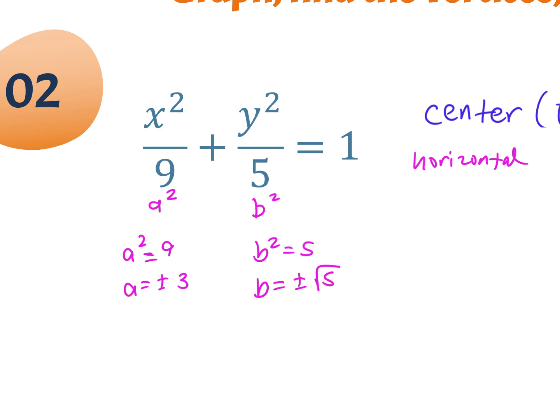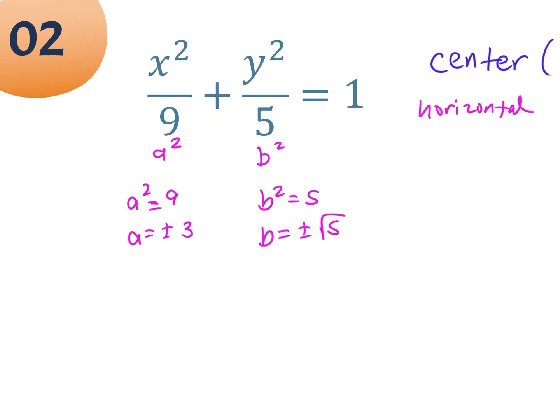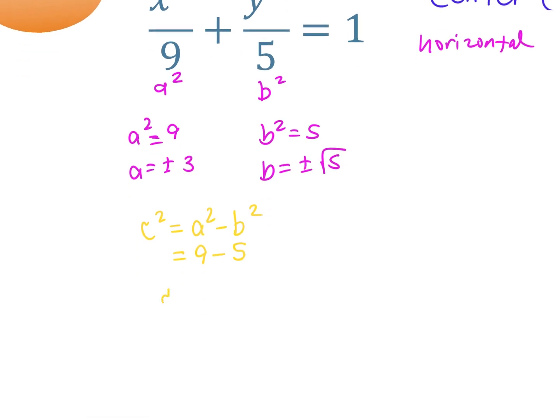All right. Can we go ahead and find our c value while we're at it? c squared is a squared what? Minus b squared. Okay, so my a squared is 9 minus my b squared is 5. So c squared equals 4. What's your value of c? Plus or minus 2.